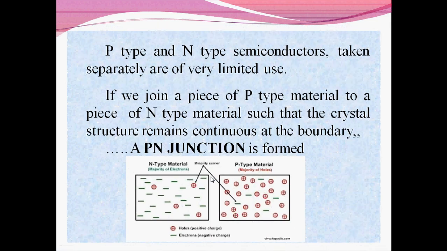P-type and N-type semiconductors taken separately are of very limited use. If we join a piece of P-type material to a piece of N-type material such that the crystal structure remains continuous at the boundary, a PN junction is formed. Here we can see in the P-type material, majority charge carriers are holes having positive polarity, and in N-type material, majority charge carriers are electrons having negative polarity.